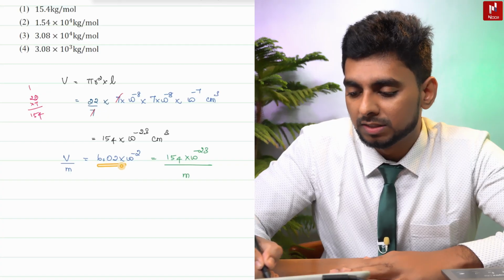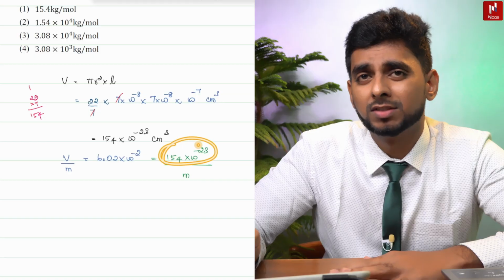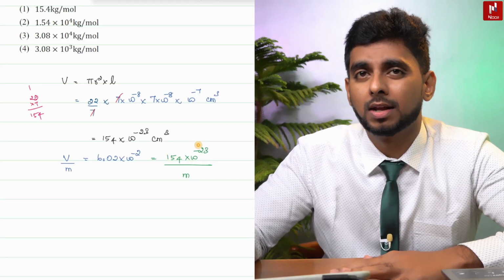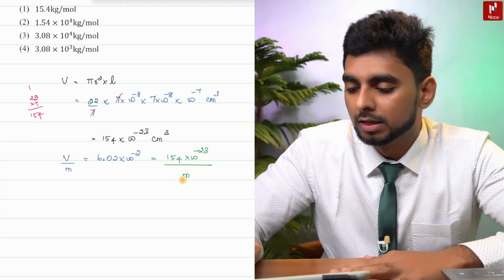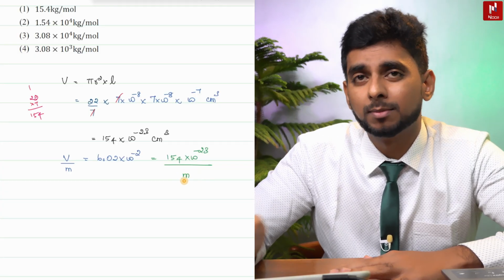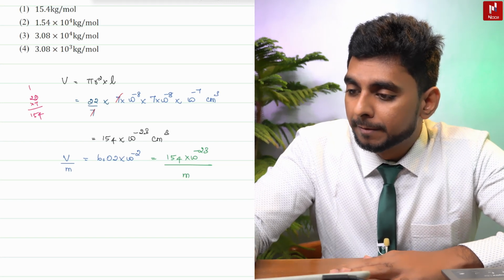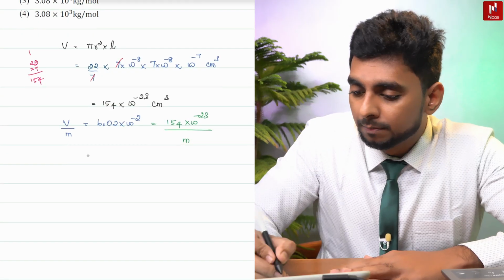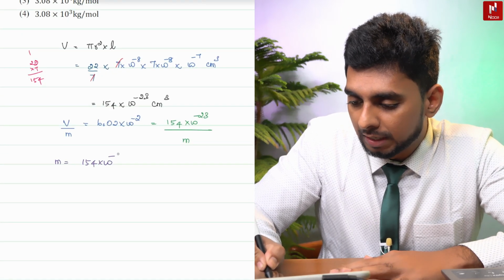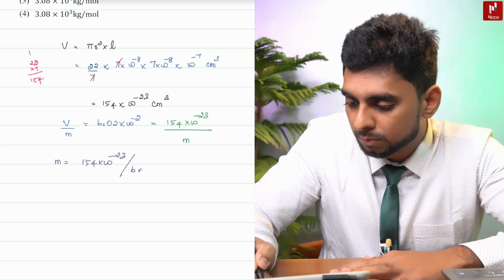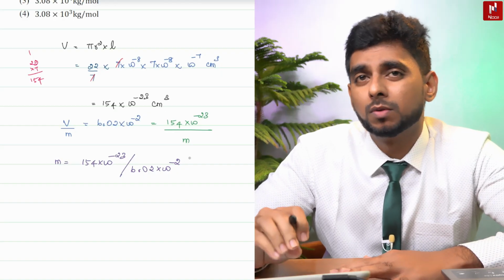So they have given you the specific volume. Specific volume is nothing but the volume divided by the mass. Here in the numerator, I have just plugged in the volume of one virus particle. From that, obviously in the denominator, it should be the mass of one virus particle, right? So if I just interchange this, I'll end up getting the mass of one virus particle. So the mass of one virus particle will be equal to 154 into 10 power minus 23 divided by 6.02 into 10 power minus 2, right? Now I have got the mass of one virus particle.